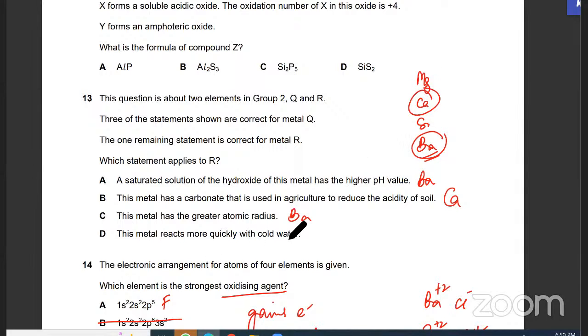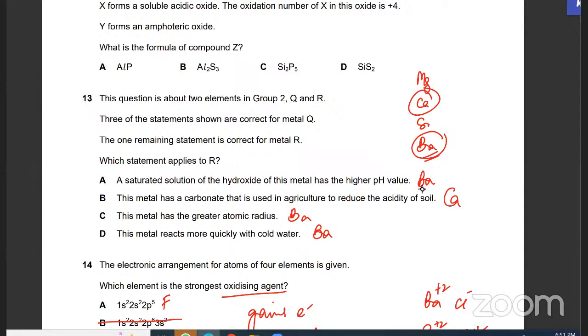The metal reacts more quickly with cold water. Barium, the bottom one. The bottom one is the more reactive one. Reactivity in group 2 increases down the group because it's easier to lose electrons. Metals always like to lose electrons when they react. So it's going to be barium. So I just took barium as an example.